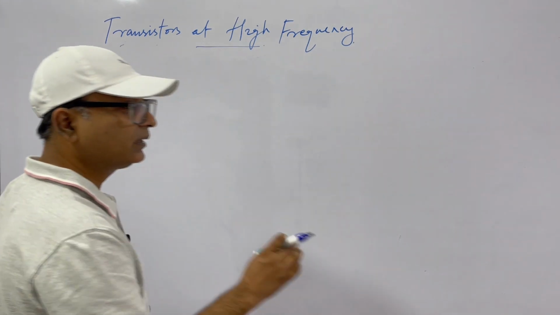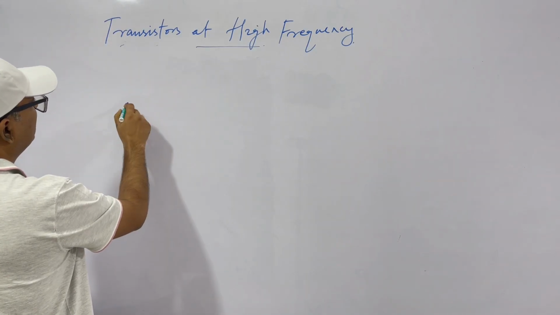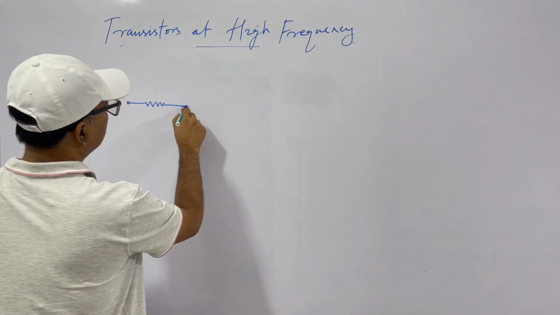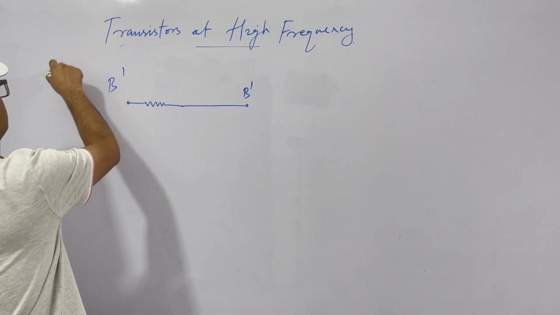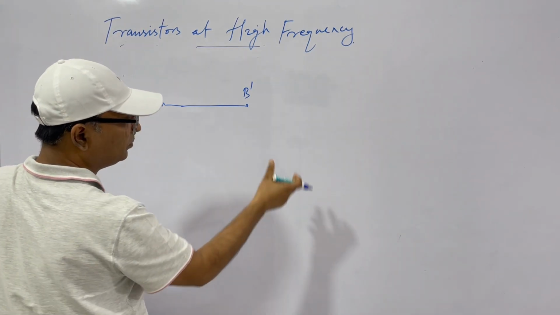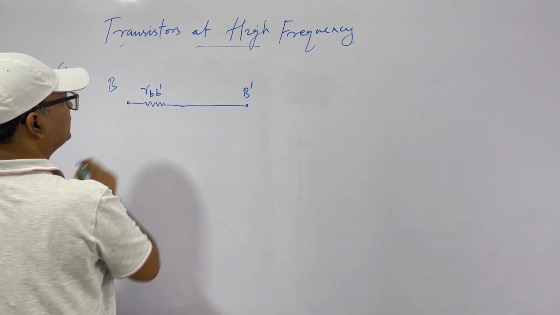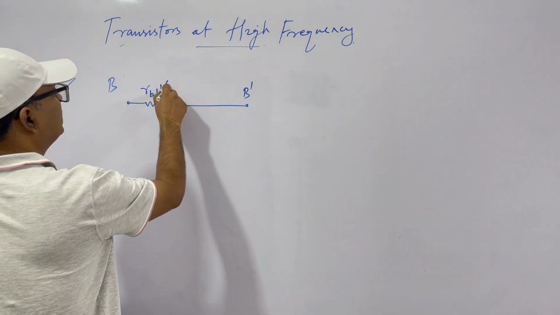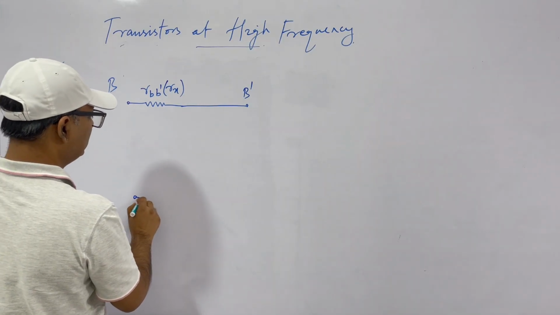Now let's see the hybrid pi model. We have seen the small signal H parameter model, the H model. Now let's see the hybrid pi model. It is like this. We come to the point B dash, and I am doing this for the CE configuration only. So this is B, our base, and this is our B dash, the point that I just showed you. This is RBB dash, between this and this. This is easier to remember, but you should remember this also. This is Rx.